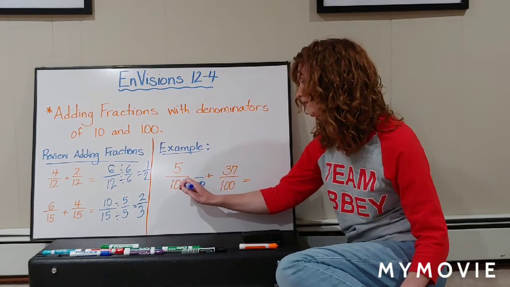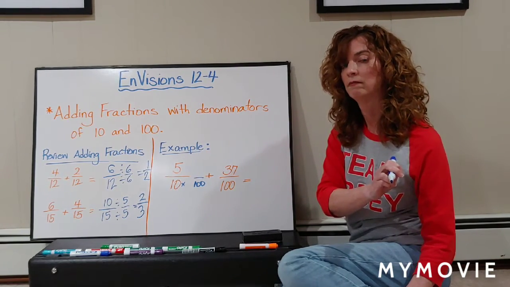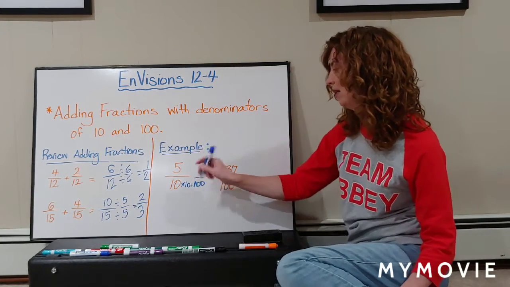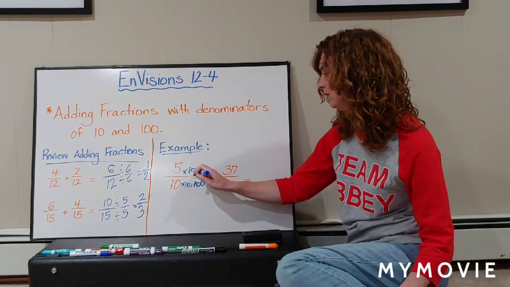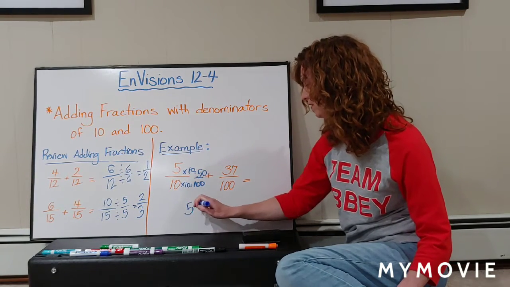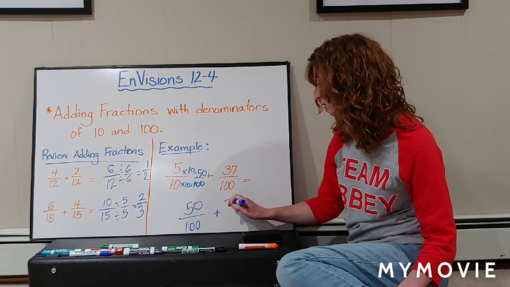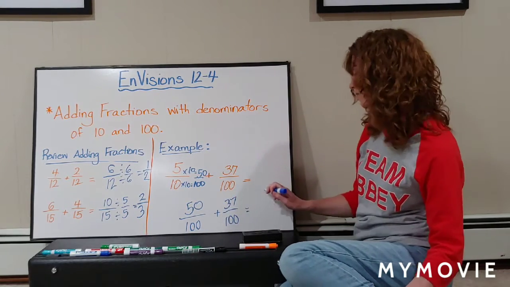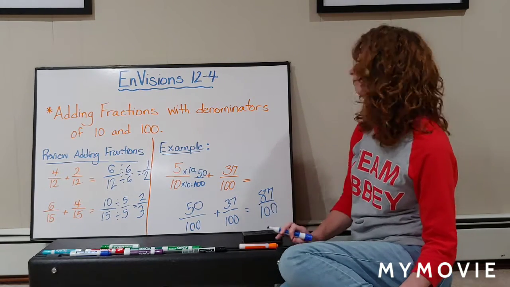Multiply. So 10 times what? 10 times what equals 100? 10 times 10. All right, and then whatever I do to the bottom, I have to do to the top, and vice versa. 5 times 10 equals 50. So now my new math problem is 50 over 100 plus 37 over 100. 50 plus 37 is 87 over 100.